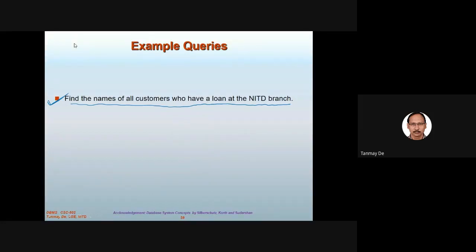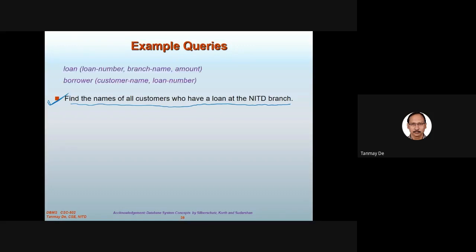So okay, tell me, what are the relations that need to be consulted? The relations that need to be consulted. Sir, one will be loan. One will be the loan, another will be the borrower.